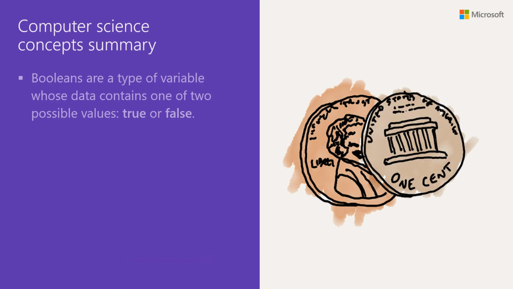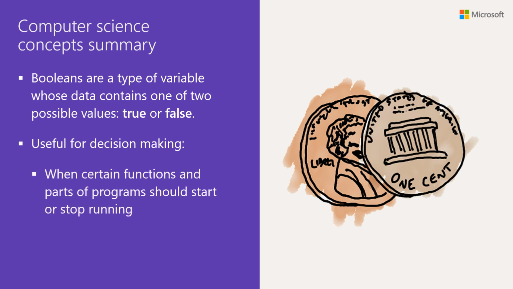You may remember that Booleans were introduced back in Unit 3 on variables as a type of variable that holds only two data values of true or false. And then, like using a penny for a coin toss, Booleans are useful in programming for decision making, often deciding when certain functions and parts of programs should start or stop running, and also in database searches.